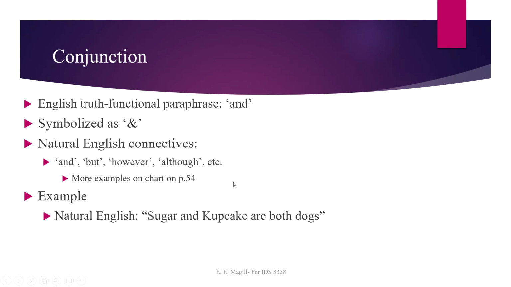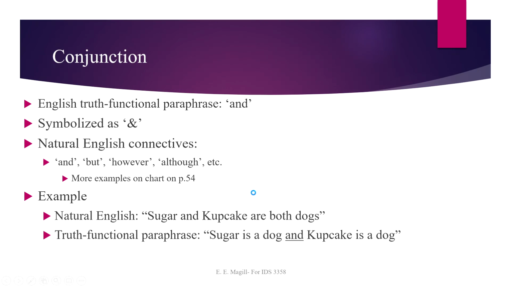So here's an example. Our natural English sentence is "Cupcake and Sugar are both dogs," right? And then when we do our paraphrase, like I said, we want to make sure that we have complete grammatically correct sentences on both sides. So we're going to turn that into "Sugar is a dog and Cupcake is a dog." And then we're going to symbolize that as S ampersand K. So S is "Sugar is a dog," K is "Cupcake is a dog," and of course that ampersand is our symbol for the conjunction. This one I think is pretty straightforward and intuitive.